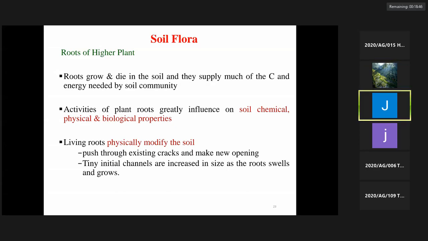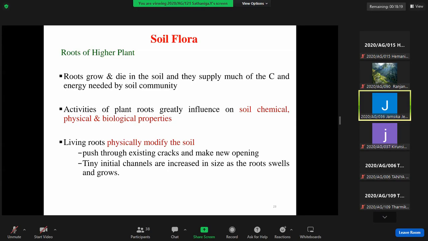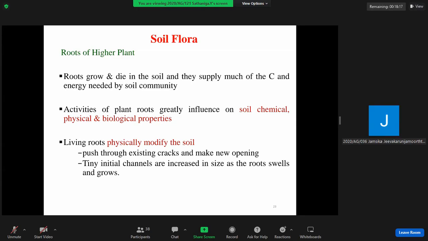Roots grow and die in the soil, and they supply much of the carbon and energy needed by the soil community. Activities of plant roots greatly influence soil chemical, physical, and biological properties. Living roots physically modify the soil, push through existing cracks and make new openings. Tiny initial channels are increased in size as the root swells and grows.